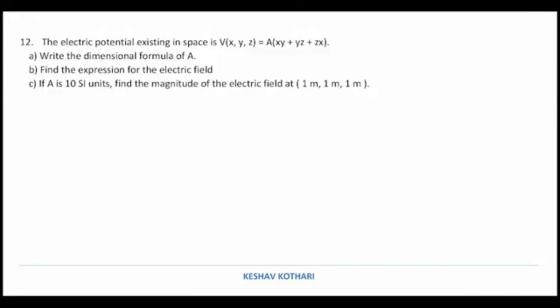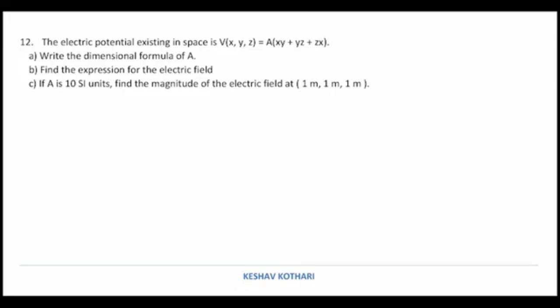The electrostatic potential existing in space is given as V = AXY + YZ + ZX. The question is asking: write the dimensional formula of A, and find the expression for the electric field. If A is 10 SI units, then find the magnitude of electric field at (1, 1, 1). So this is the question that is put up over here.